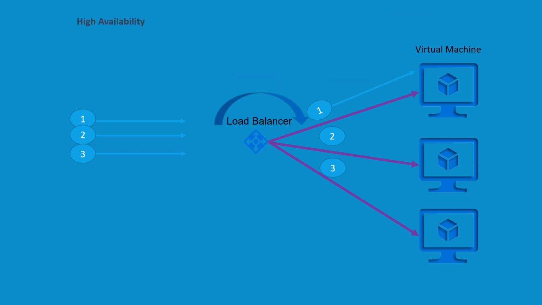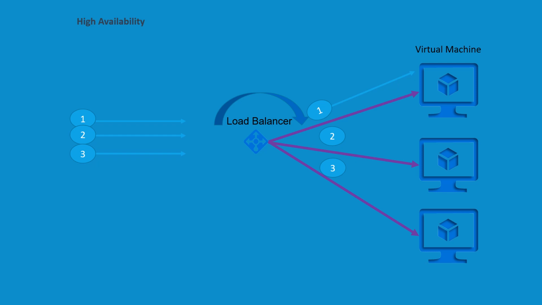High availability. Load balancing enhances availability by directing traffic to a redundant computing resource. In case one of the servers or resources fails, the load balancer can automatically redirect traffic to the healthy resources to minimize your downtime. So what does that mean?